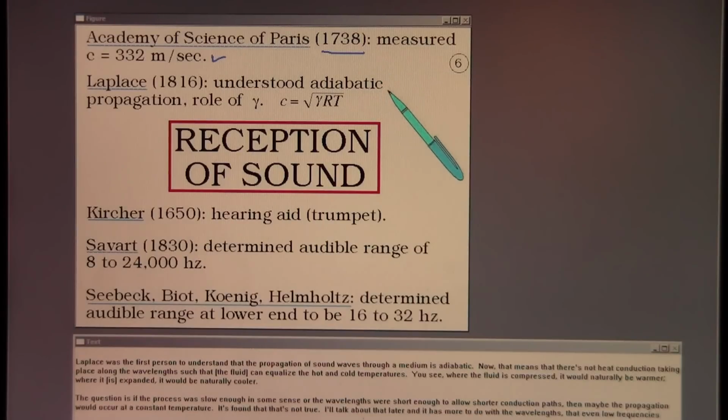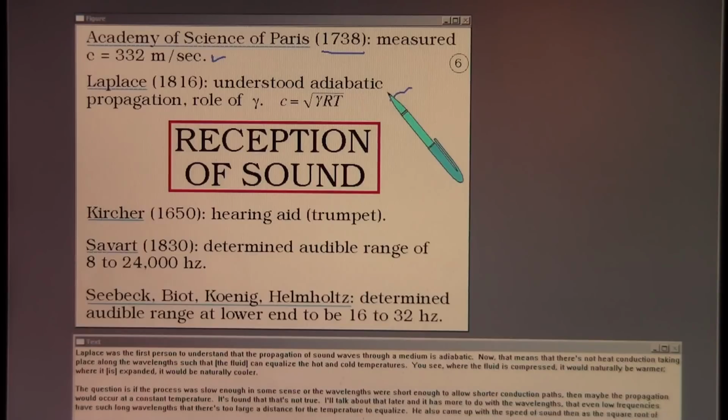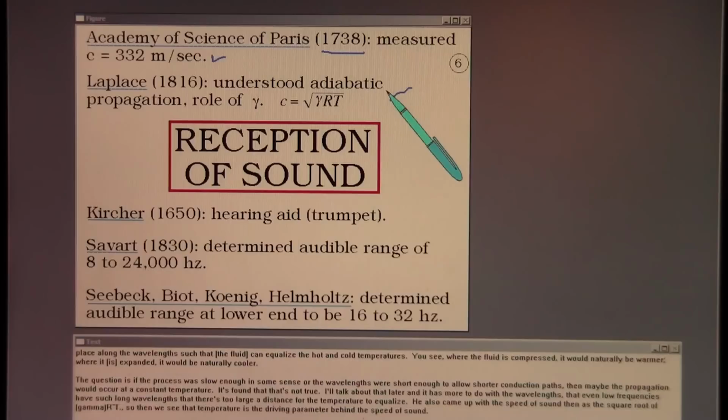Laplace was the first person to understand that the propagation of sound waves through a medium is adiabatic. That means there's no heat conduction taking place along the wavelength such that you can equalize the hot and cold temperatures. You see, where the fluid is compressed, it would naturally be warmer. Where it was expanded, it would be naturally cooler.